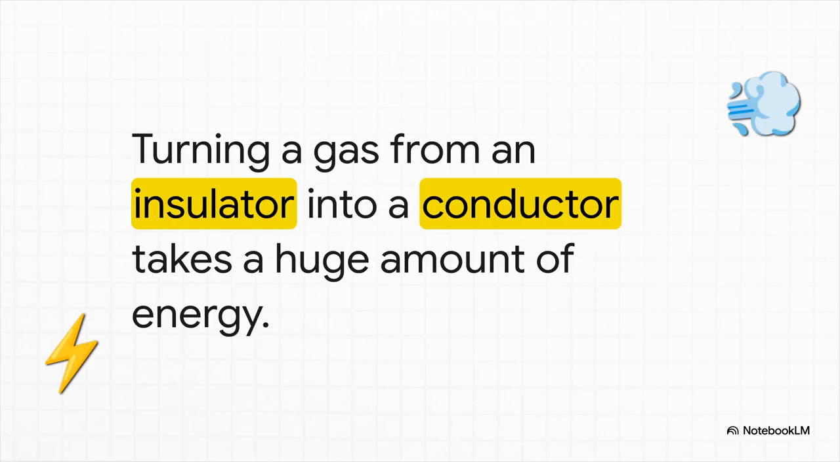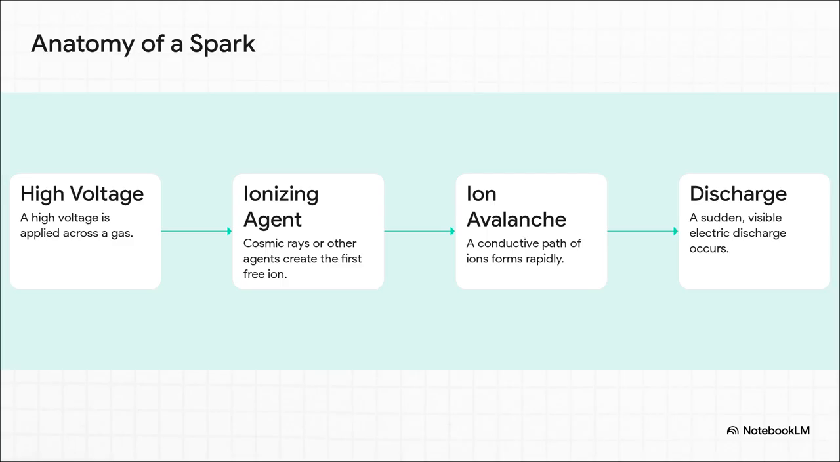To force it to become a conductor, you have to hit it with a ton of energy, enough to literally rip its atoms apart. You got to make it jump that gap. So how does a spark actually form? Well, first you need a seriously high voltage. Then you need a trigger. And get this, it can be something as small as an ionizing agent, like a cosmic ray that's traveled all the way from deep space. It zips in, knocks an electron off a gas molecule, and creates the very first free ion. That high voltage then grabs this ion and accelerates it, making it crash into other molecules, which creates this avalanche of more ions, forming a conductive path. And then, zap, you get that sudden, brilliant, visible electric discharge.